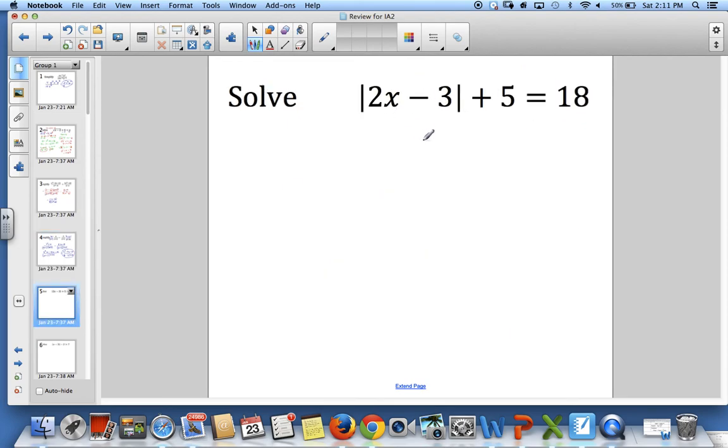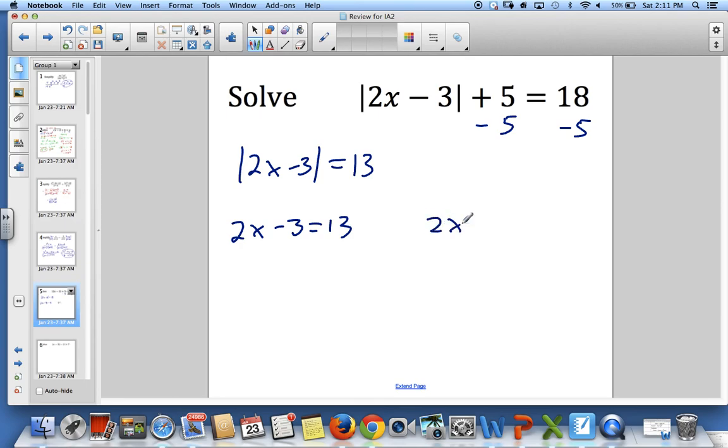We've got to solve an absolute value equation. Similar to the square roots equation, we have to isolate the absolute value. So the first step is going to be to subtract 5 from both sides. So I have the absolute value of 2x minus 3 equals 13. Now, to get rid of an absolute value sign, we write two equations. One just as it is, like this, and the other one, 2x minus 3 equals negative 13.